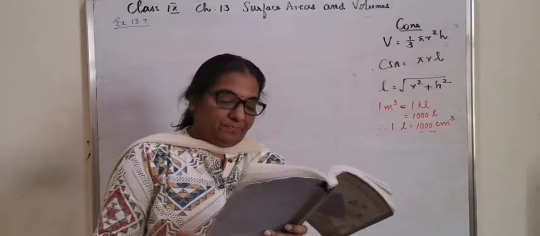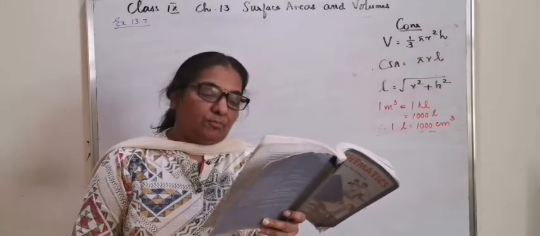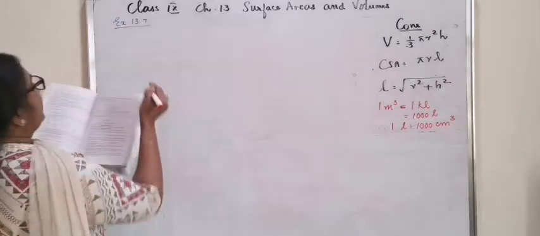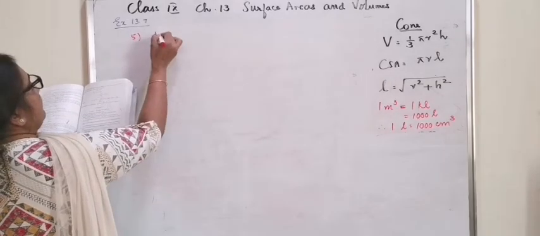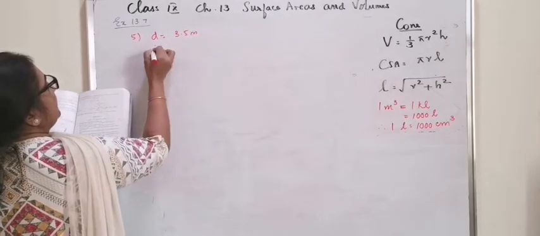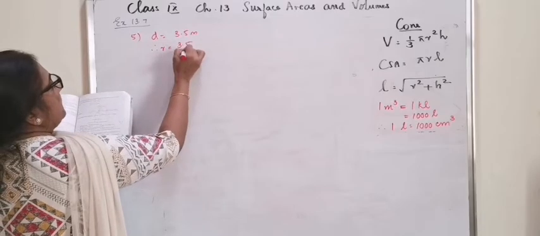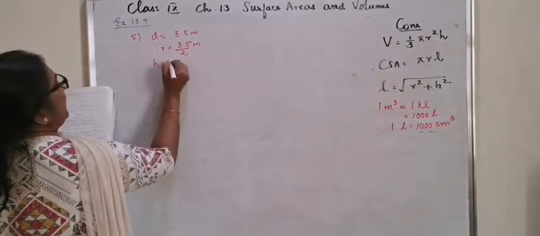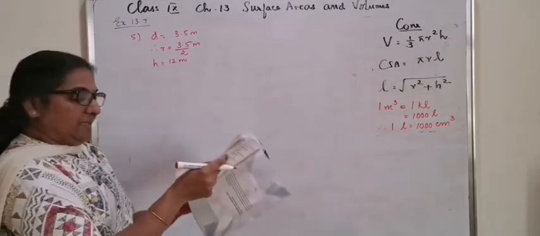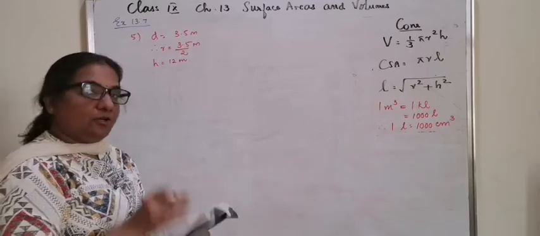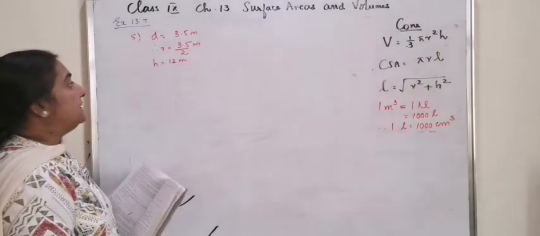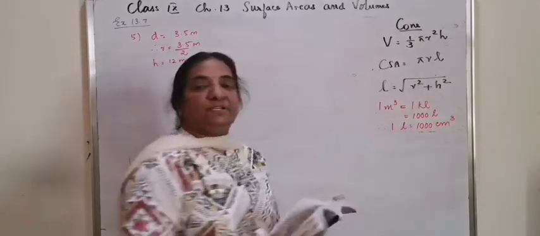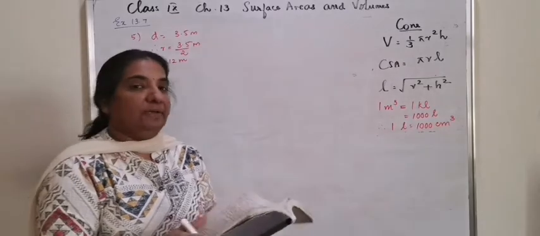Question number 5. A conical pit of top diameter 3.5 meter is 12 meter deep. Diameter is given as 3.5 meter. Therefore, immediately radius is 3.5 by 2 meter, and it is 12 meter deep. Height is given as 12 meter. Find its capacity in kiloliters. Since the dimensions are in meter, you will get the volume in meter cubed, and the conversion is very simple. 1 meter cubed is the same as 1 kiloliter.